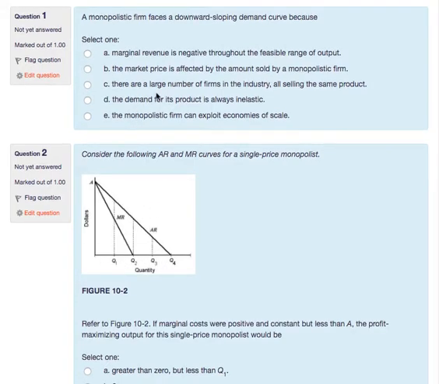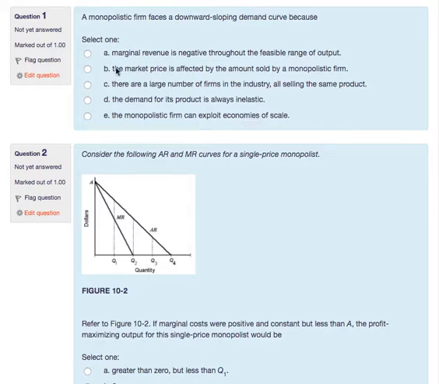There are a large number of firms. This is already false. There's only one firm. The demand for its product is always inelastic. That is also false. It's not always inelastic. You could go through the notes and understand why not. The monopolistic firm can exploit economies of scale. It may be able to, but we don't know. We don't know what its cost function looks like.